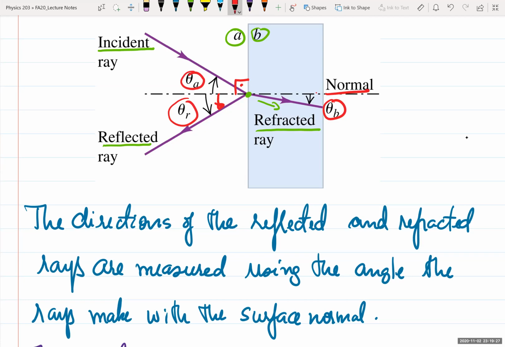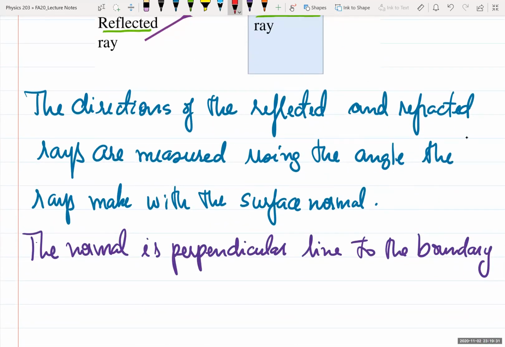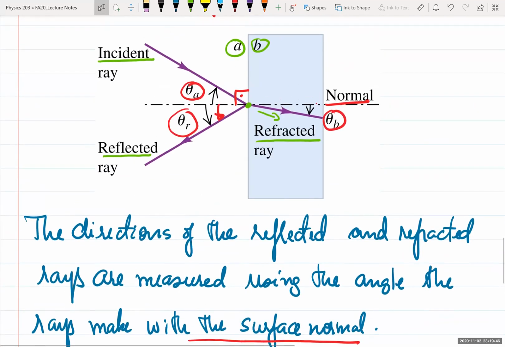So always remember that we measure the angles with respect to the surface normal. And the surface normal is a line that is perpendicular to the surface or the boundary between the two media.